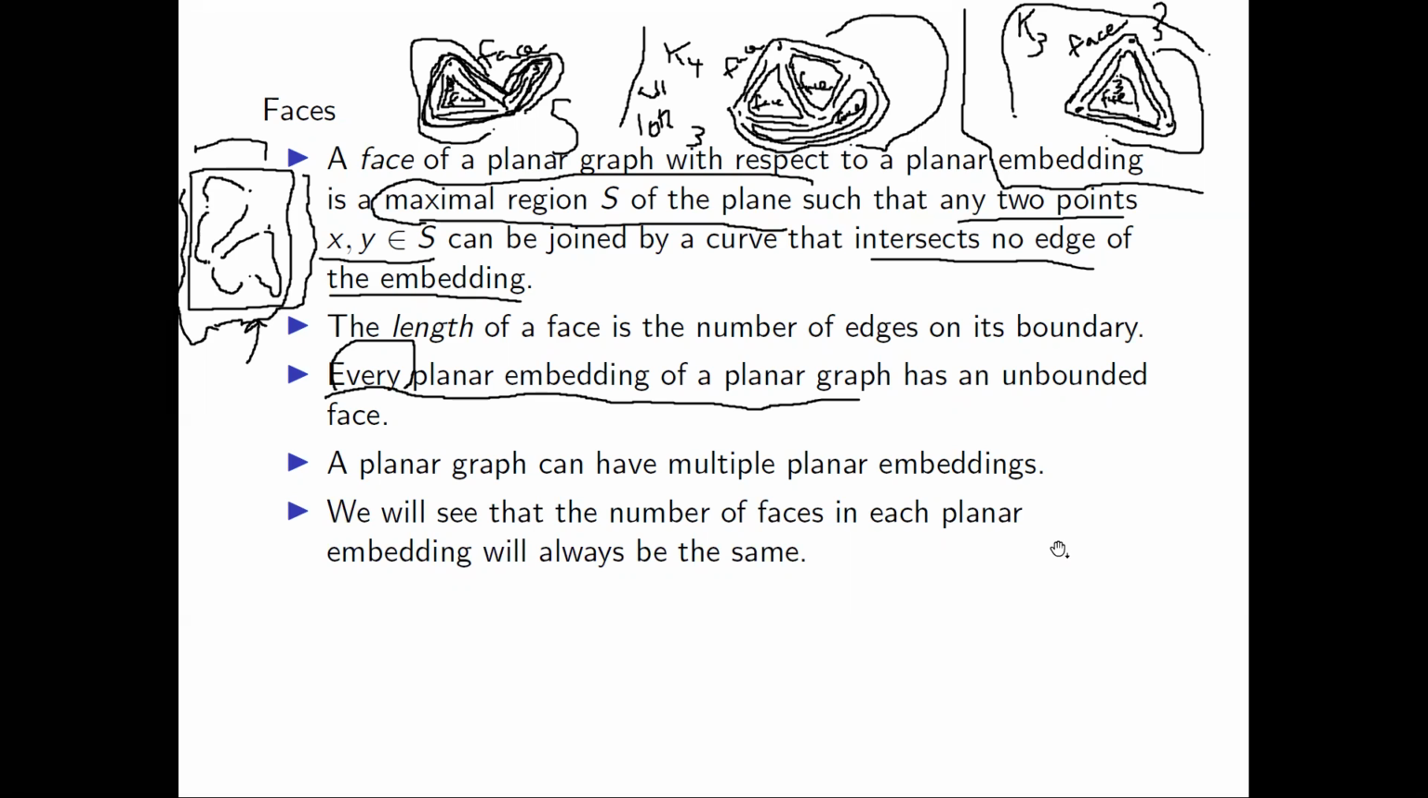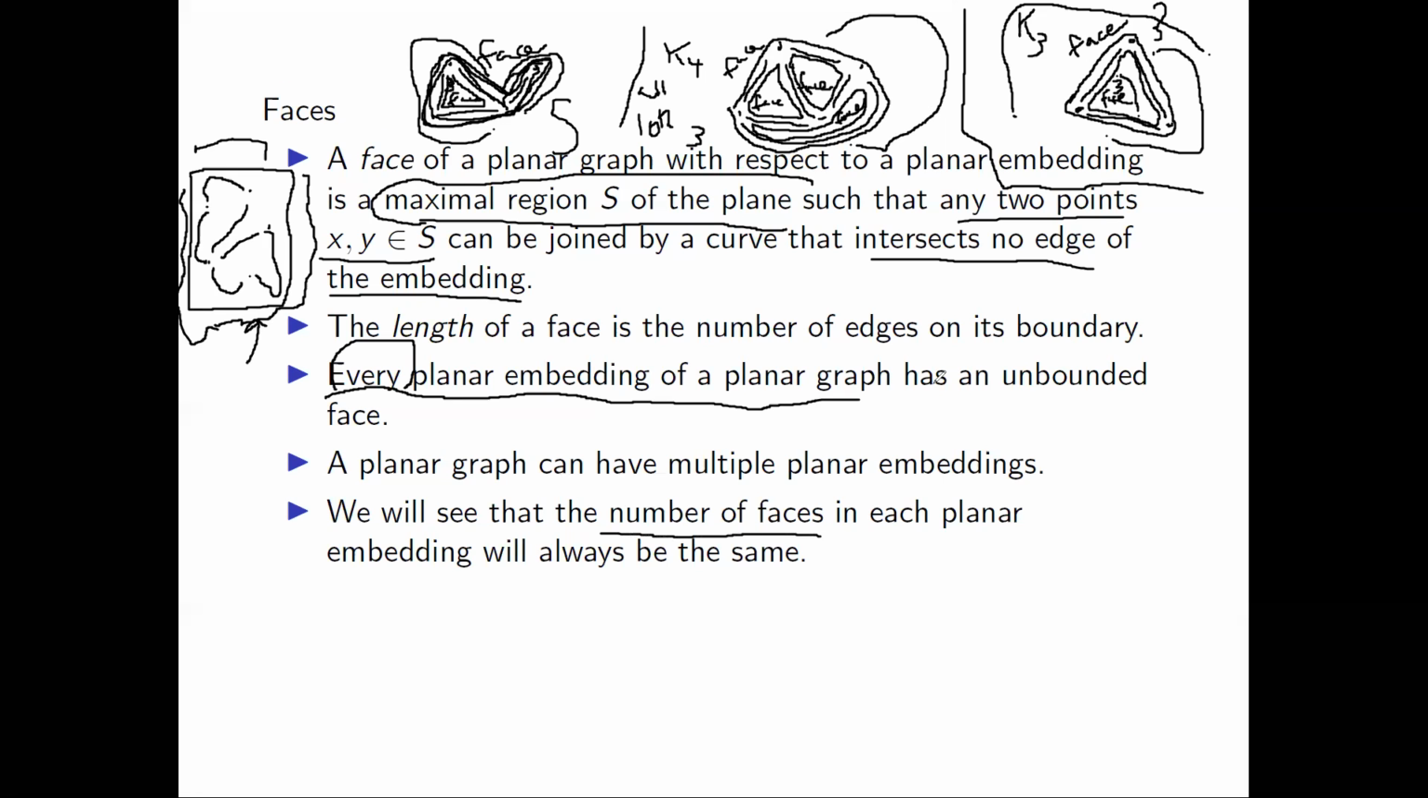One thing that's going to stay the same when you draw different planar embeddings of the same planar graph is the number of faces. So the number of faces, regardless of what planar embedding you draw of your planar graph, will always be the same. So any planar embedding of K3 will have 2 faces. Any planar embedding of K4 will have 4 faces. And any planar embedding of that graph that I drew on the left, the K3 with the added leaf, will have 2 faces.